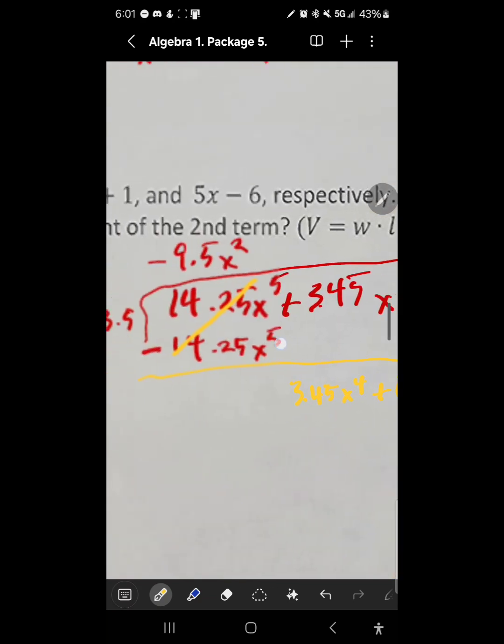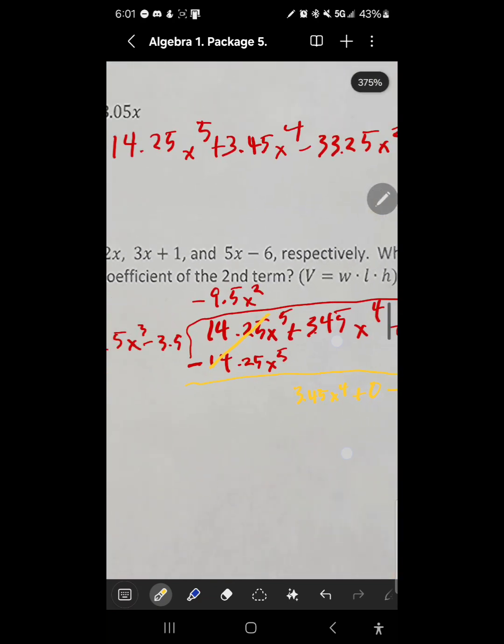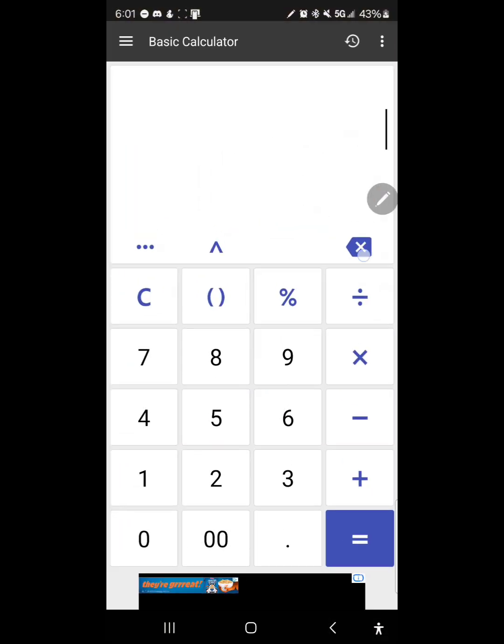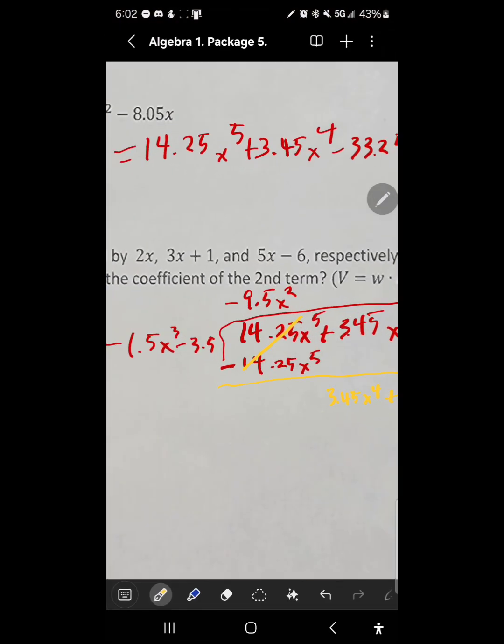8.05. And now what number do I multiply by 1.5 to get 3.45? So it will be 3.45 divided by 1.5, which is 2.3. So 2.3.